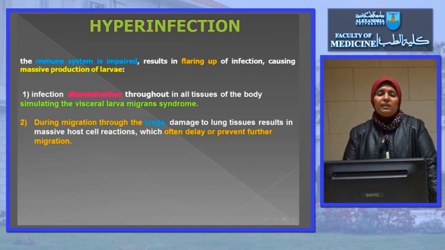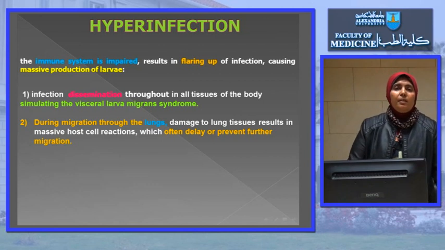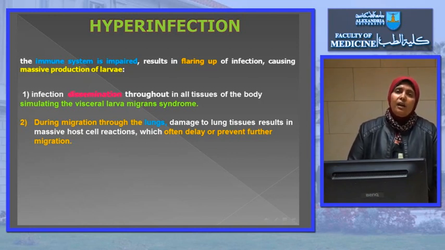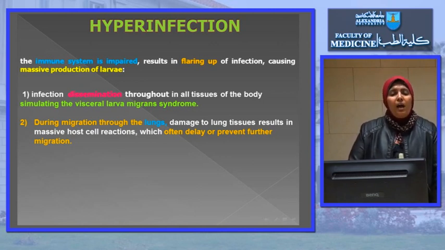The second dangerous point of this hyperinfection is that when the larvae are passing through the lungs, as we said before in Loeffler syndrome, the reaction has happened against the passing filariform larvae. But sometimes when immunity again is depressed, the huge numbers of larvae passing through the lungs will be interrupted by the tissue reaction, and this will cause them to stay there in the lungs for a long time, allowing them to develop, to molt twice, to form the adult form.